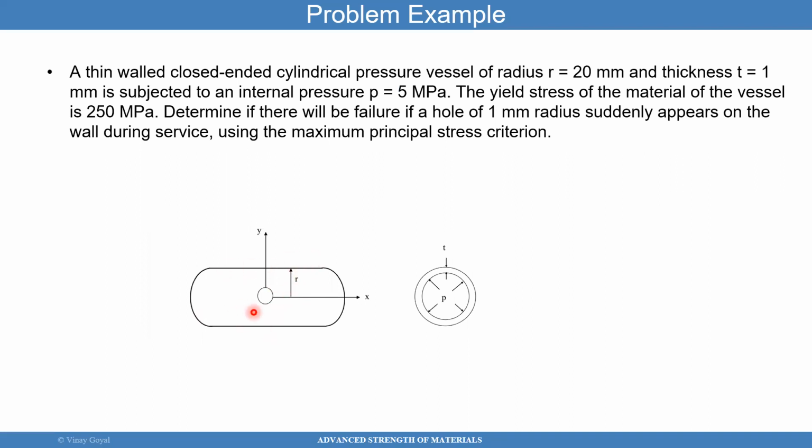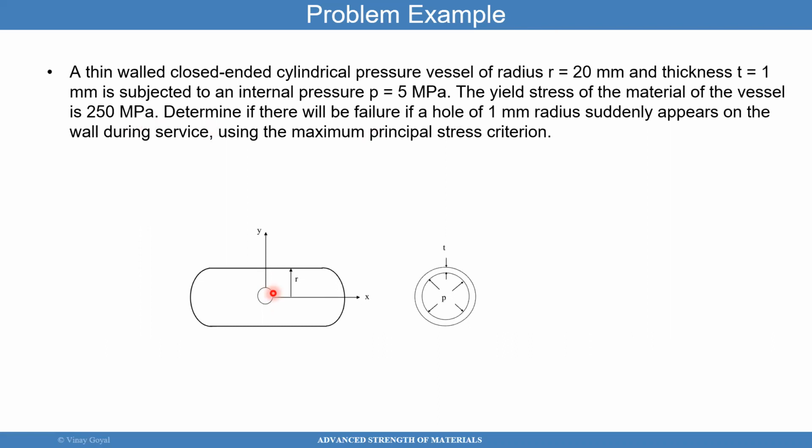For some particular reason, you have some sort of tube that needs to be created that goes through this hole. And we're given that the yield stress of the material is 250 megapascals. The question is: determine if there will be a failure at this hole, which is 1 millimeter radius, and use the maximum principal stress.